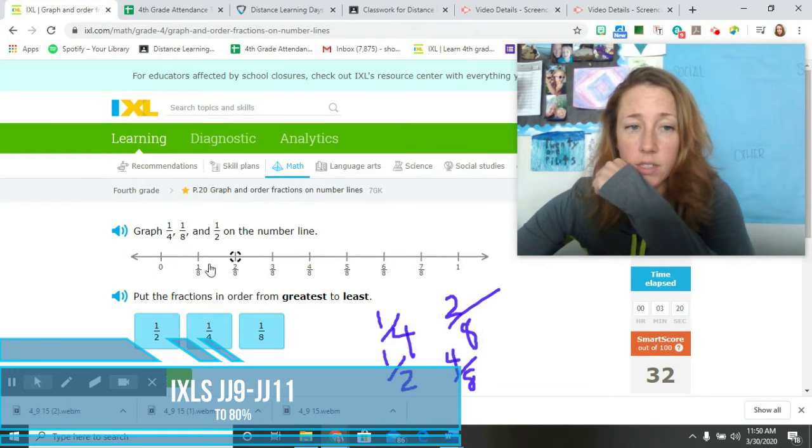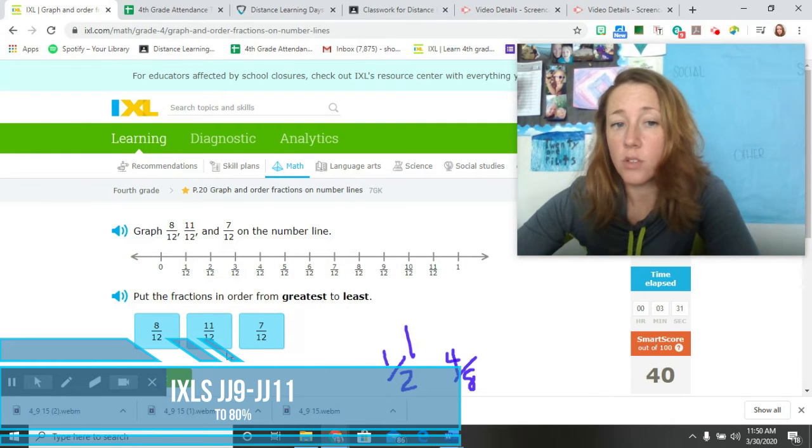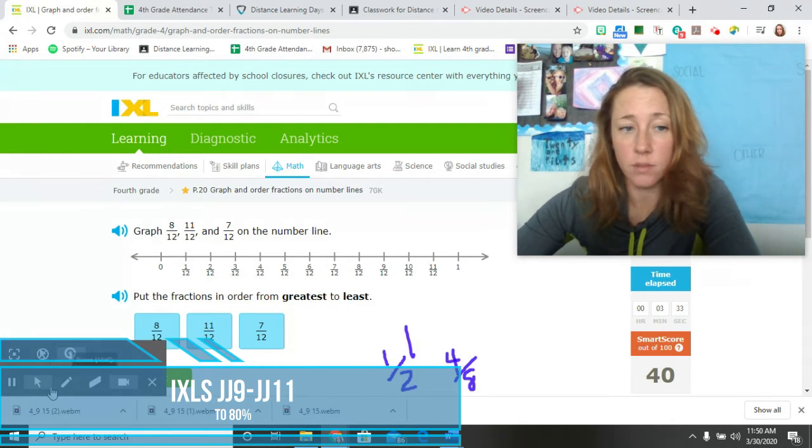Oops, I forgot to graph them on here. So I have 1/4, which was 2/8. I have 1/8, and I have 1/2, which was 4/8. Submit it. Perfect. So that's what you'll be working on for that one.